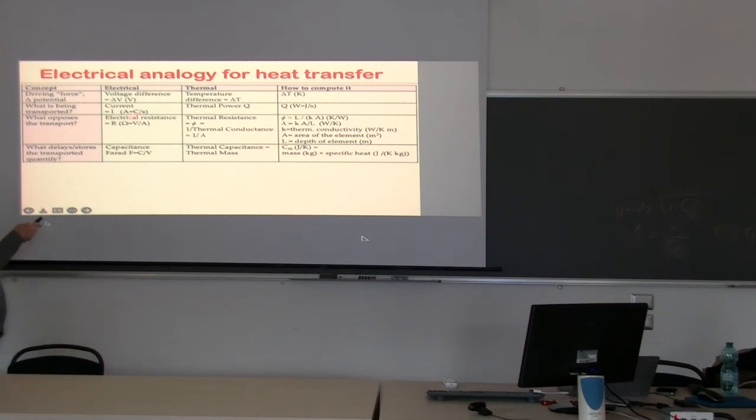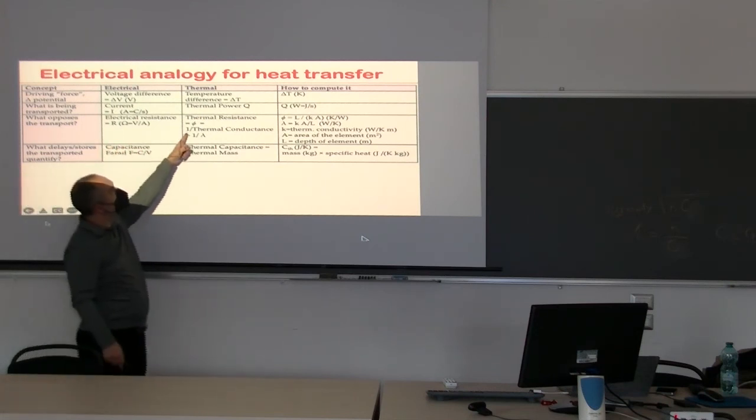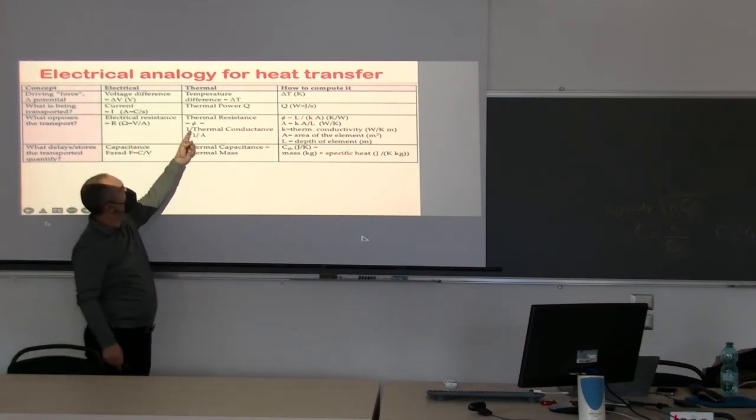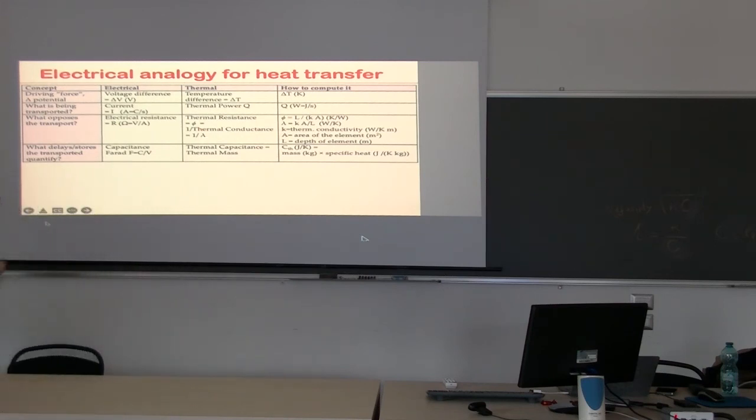Now, here what opposes is the thermal resistance, omega. And here what would oppose it, we have to define some analog called the thermal resistance. And just like here, you can define an electrical conductance, which is 1 over R, we're going to define a thermal conductance, which is 1 over the thermal resistance. So the resistance is phi, and the conductance is lambda.